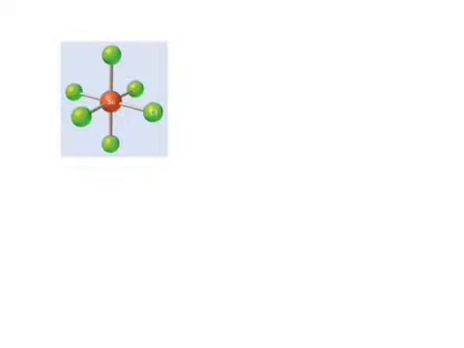So we could go even one step further by taking the picture of a molecule and writing out what the overall chemical formula would be. Here we have a selenium atom bound to 6 chlorine atoms, so you have SeCl6. Okay, 1, 2, 3, 4, 5, 6.